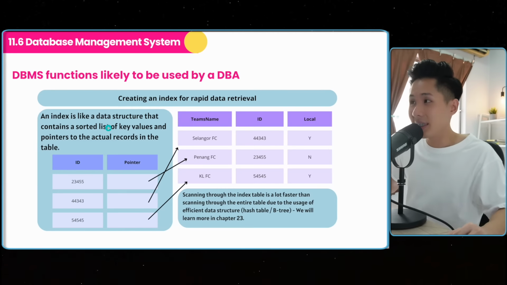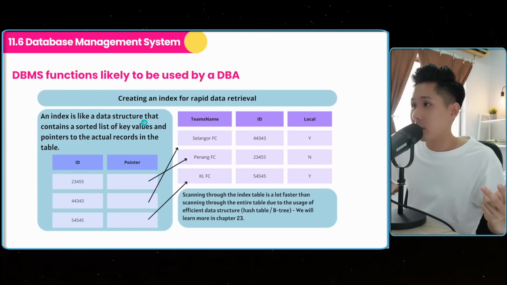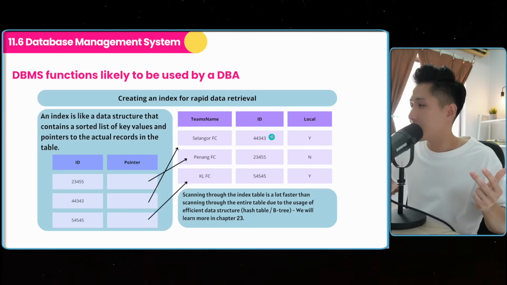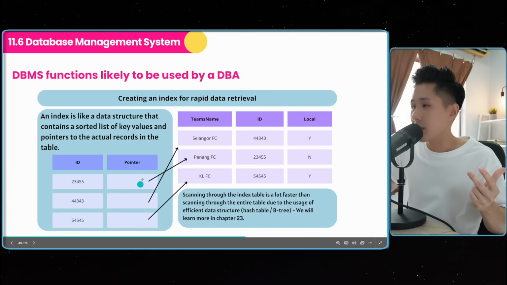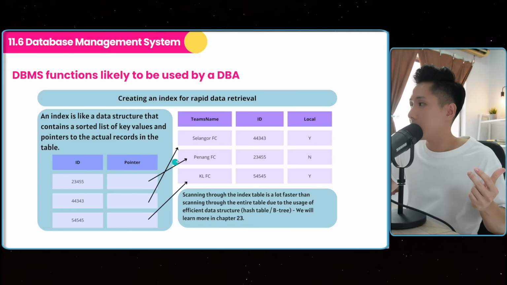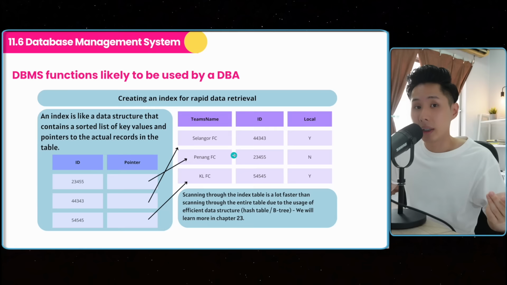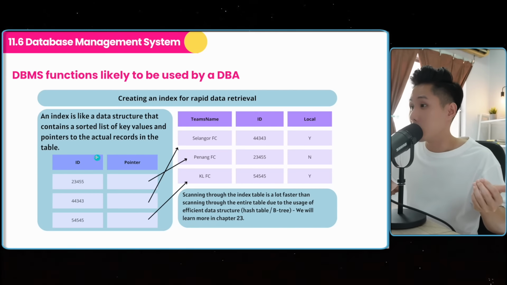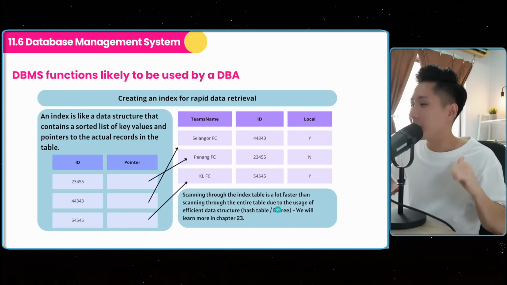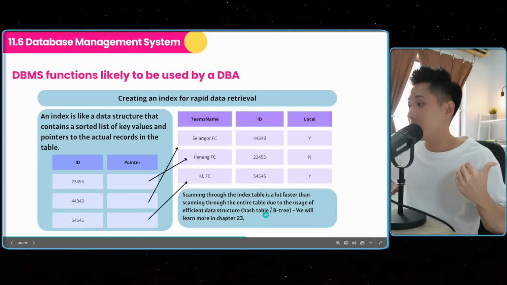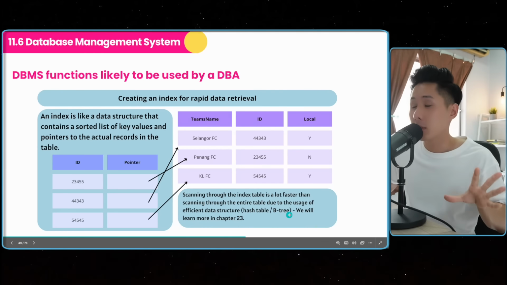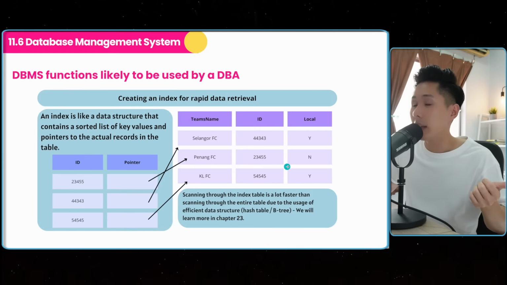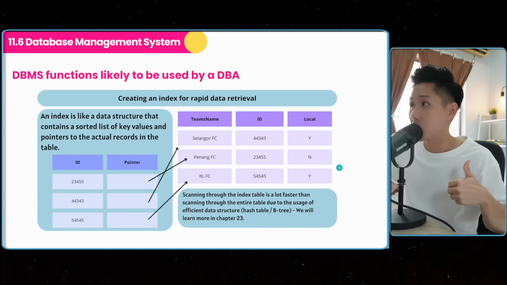So creating an index means that we are creating a data structure that contains a sorted list of keys, meaning I sort this ID here, and then I create a pointer field that points respectively to this data. So by sorting this out and pointing it to the record, I can scan through the data a lot quicker because I know that they are sorted. Maybe I can start in the middle of the list instead of going through one by one. Of course, for now, you can't really see the efficiency of it because you have not learned hash tables and B-trees. This is something we'll learn in chapter 23, and then we'll come back here to show you how effective it can be when it comes to data retrieval.